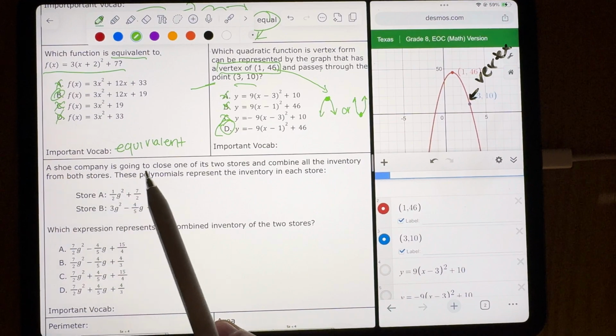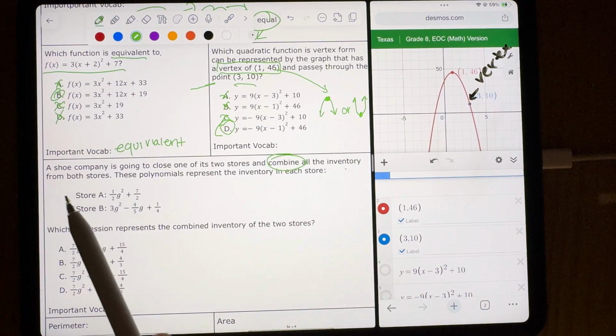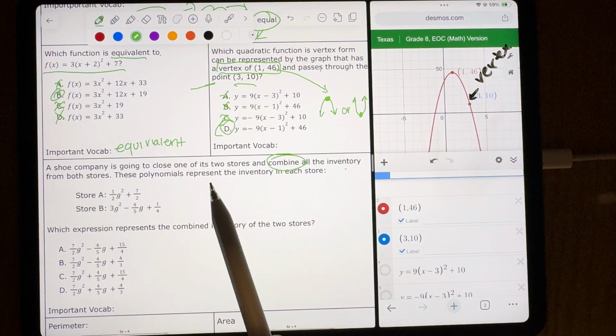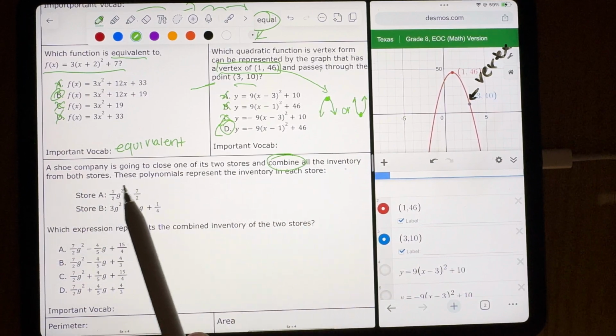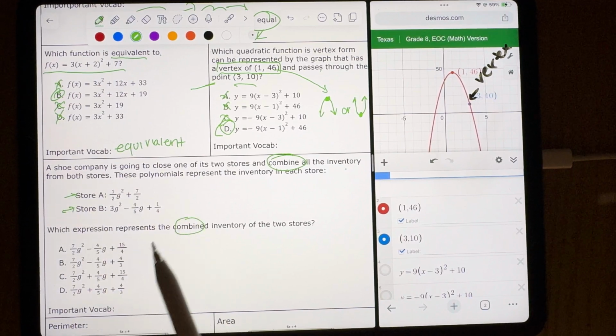A shoe company is going to close one of its 2 stores and combine all the inventory from both stores. These polynomials represent the inventory in each store. We have store A and store B. Which expression represents the combined inventory?